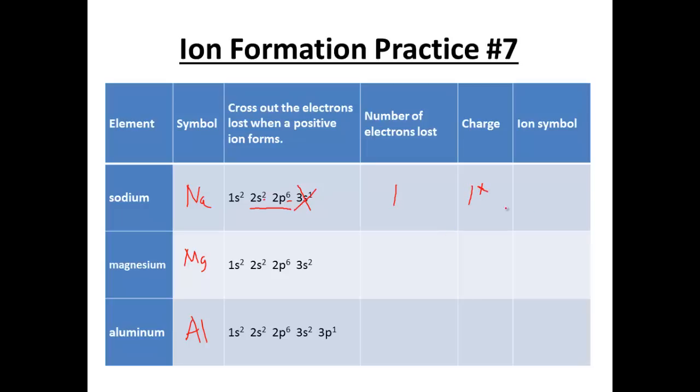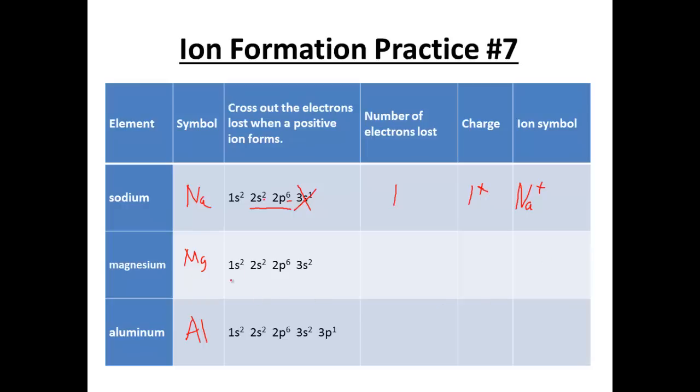How we're going to write that out, the ion symbol is Na with a plus charge. You can write 1 if you would like to, but we don't need to. It's implied that it is there.